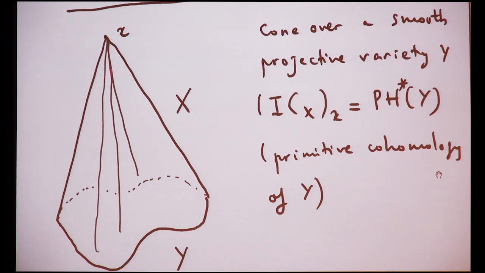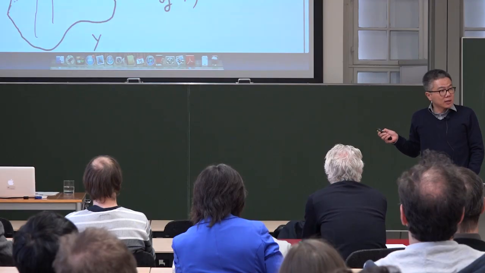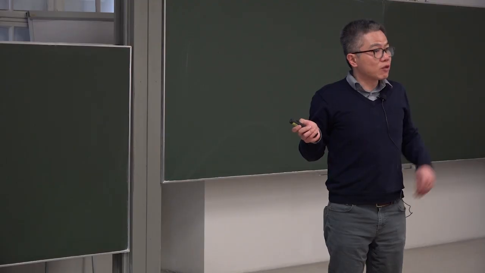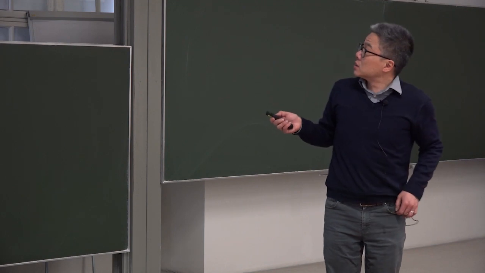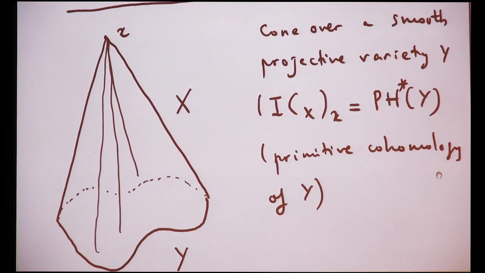So the only singularity is at this point. So the only question to be asked is what is the stalk of the IC at that point? What information does it encompass? And the answer is this. This is the primitive cohomology of these projective varieties.